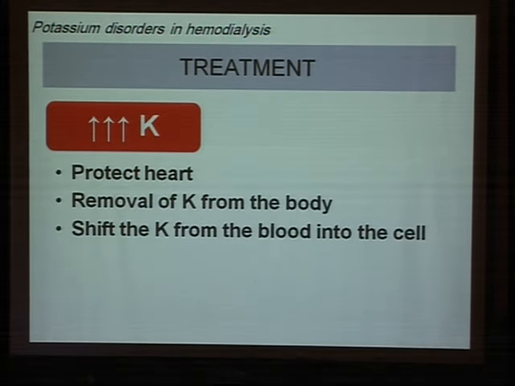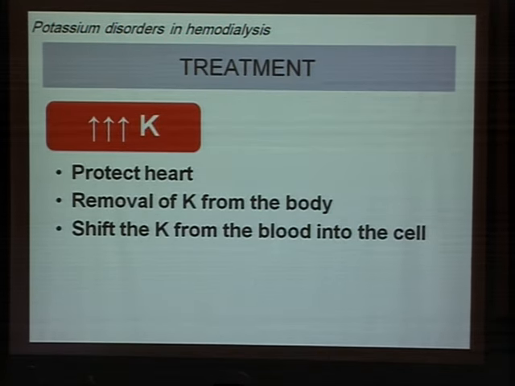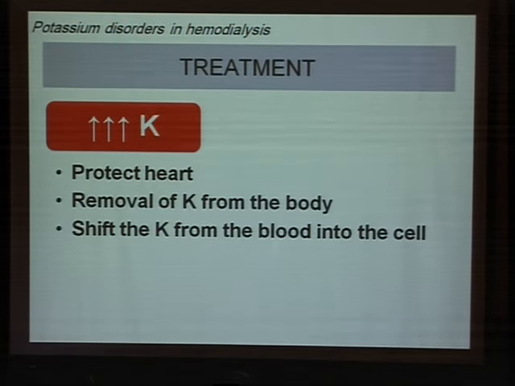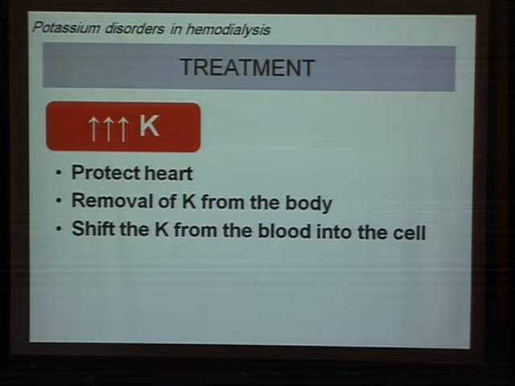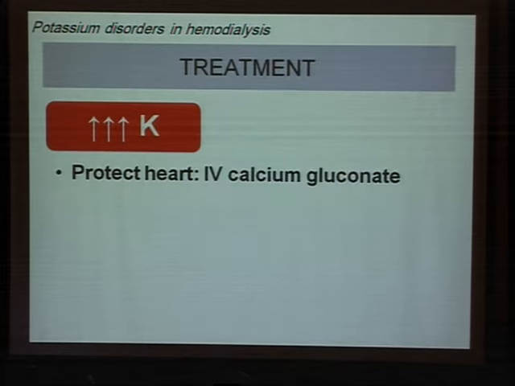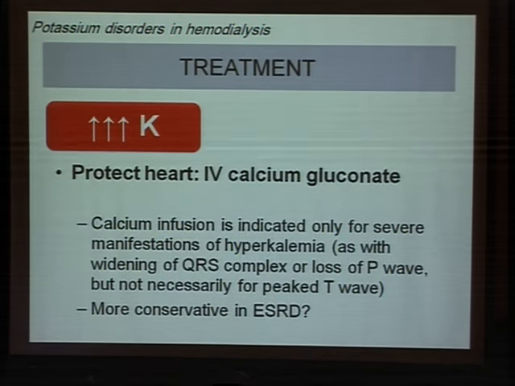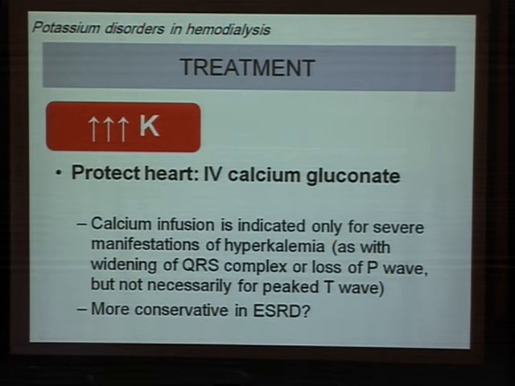So, traditionally speaking, we have to protect the heart. How can we protect the heart? With IV calcium. Again, there is a concern about IV calcium in hemodialysis patients. Why? Number one, it's only indicated in severe manifestations of hyperkalemia, not only peaked T wave, but extending to widening of the QRS complex or flattened P wave.